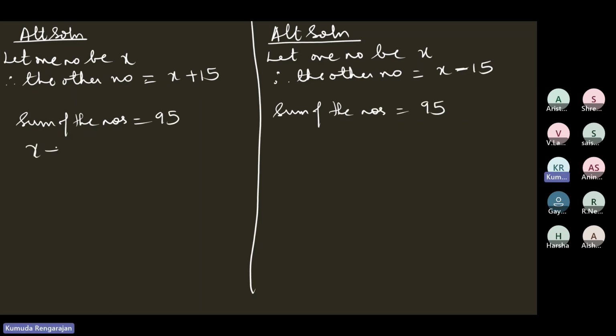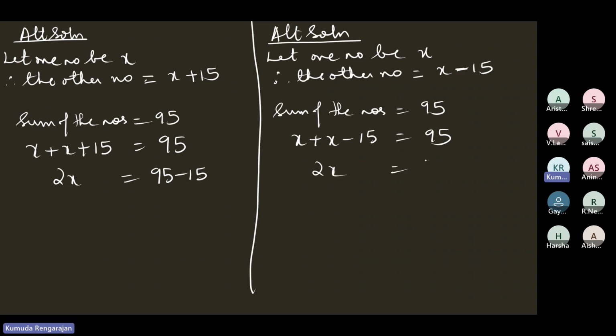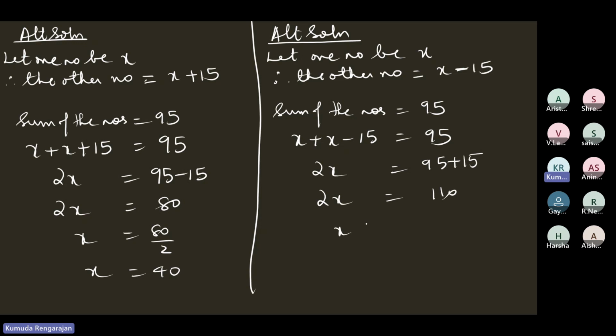So x plus x plus 15, adding the two numbers, is equal to 95. Here, x plus x minus 15 is equal to 95. So 2x is equal to 95 minus 15. Here you have 2x is equal to 95 plus 15. So here you have 2x is equal to 80, x is equal to 80 by 2, x is equal to 40. Here you have 2x is equal to 110, x is equal to 110 by 2, x is equal to 55.